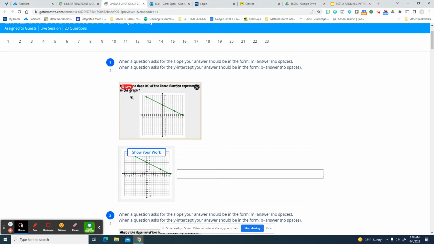So number one asks you to find the slope m of the linear function represented in the graph. Now I know a lot of the questions said, if they're asking for m, your answer should be m equals, and if they're asking for b, which is the y-intercept, it should be b equals. It literally tells you right here in the question which one you need to find. So let's go to the show your work section.